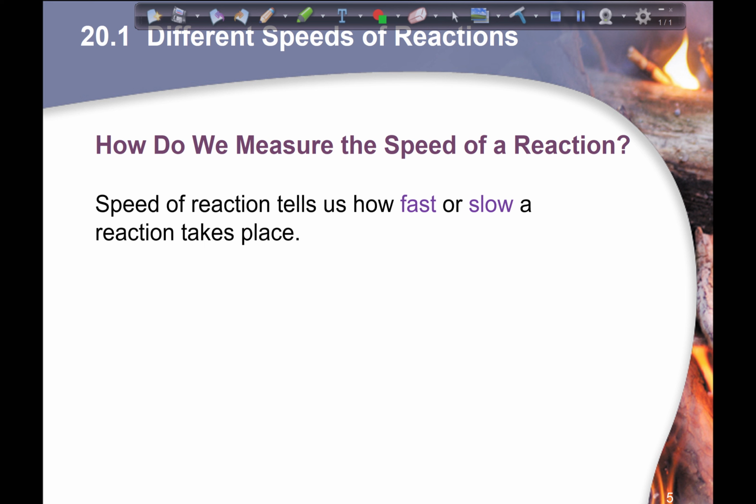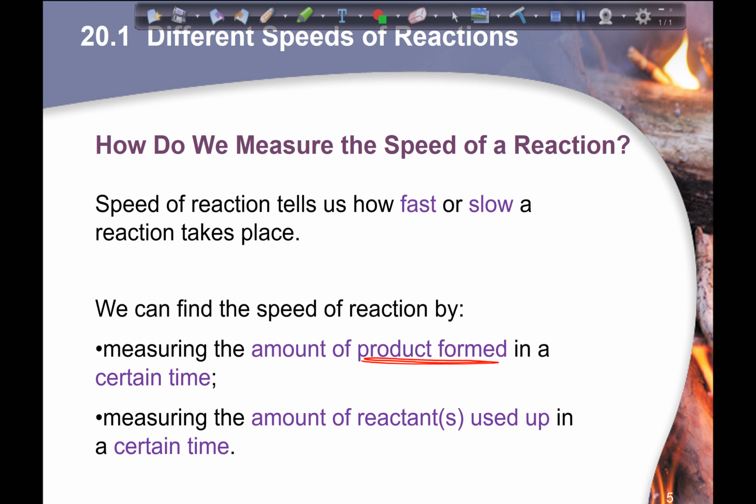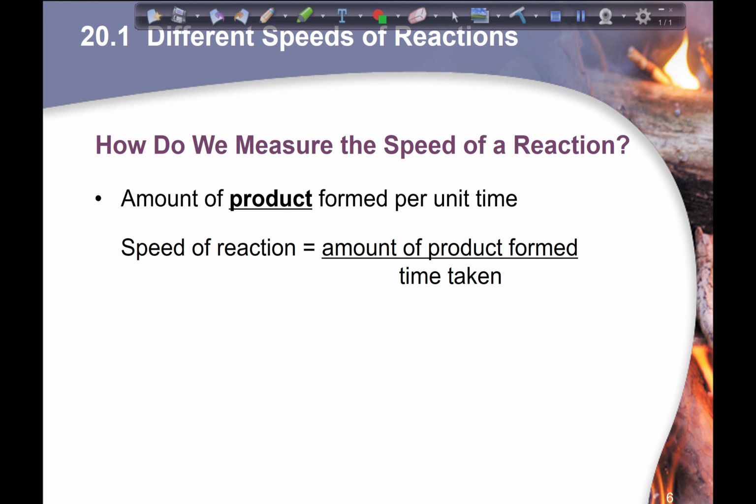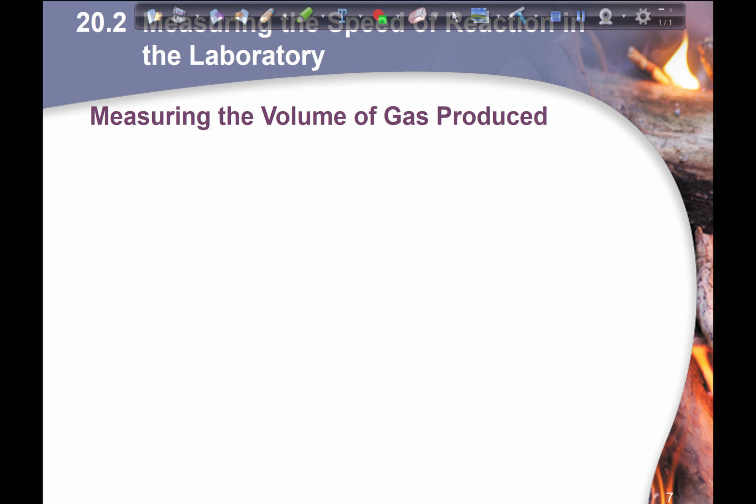Okay, now the speed of reaction tells us how fast or how slow the reaction takes place. So basically, how can we measure the speed of reaction? We can measure by the amount of product that has been formed, or we can measure the amount of reactant that has been used up. Alright, and whenever we talk about speed, we need to measure with regards to time. So therefore, speed of reaction is equal to the amount of product produced over the time taken, as well as the amount of reactant used up over the time taken.